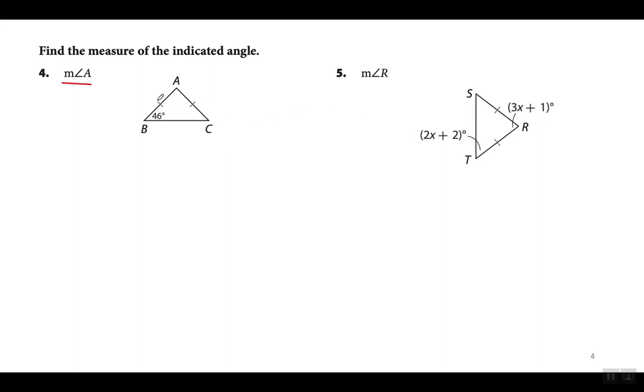So as you can see, this is an isosceles triangle because this side is congruent to this side. If this angle is 46 degrees, that means this angle is also going to be 46 degrees because those are the two base angles.